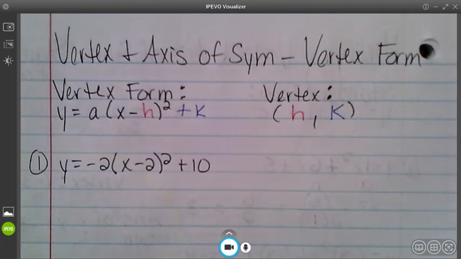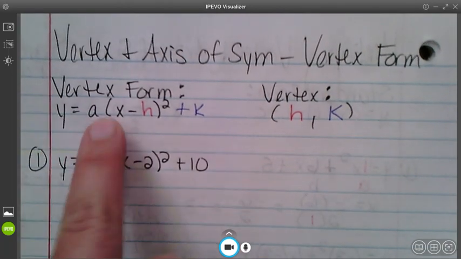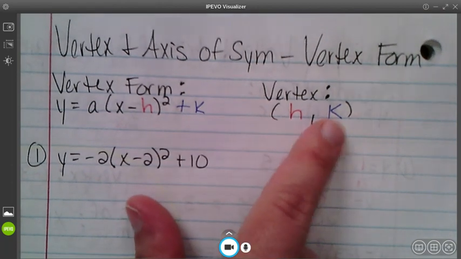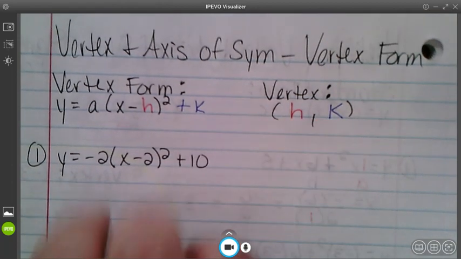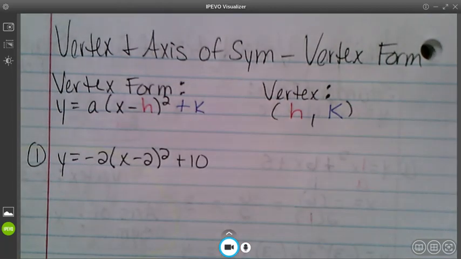So identifying vertex and axis of symmetry from vertex form is going to be easier than standard form, but there is going to be something tricky about it, something you're going to have to remember. Vertex form is y equals a parentheses x minus h squared plus k, and the vertex is h comma k. This should look familiar to you because h and k are used in circles, ellipses, and hyperbolas.